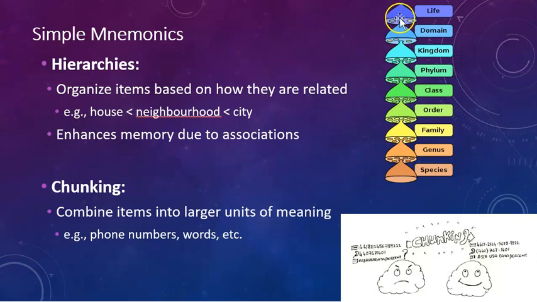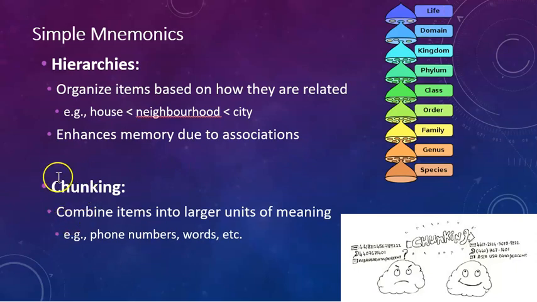Or another example would be when we're talking about the tree of life. Then we've got all life. We've got the domain, kingdom, phylum, class, order, family, genus, species. So we learn the order of things to help us remember them, because using hierarchies can help.